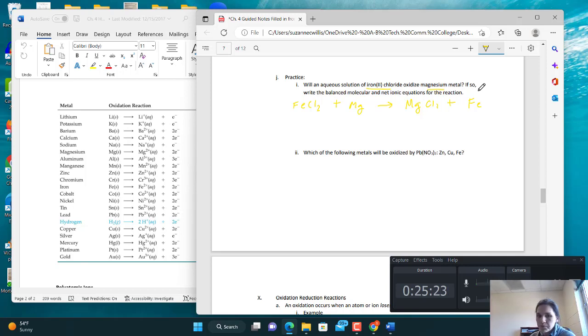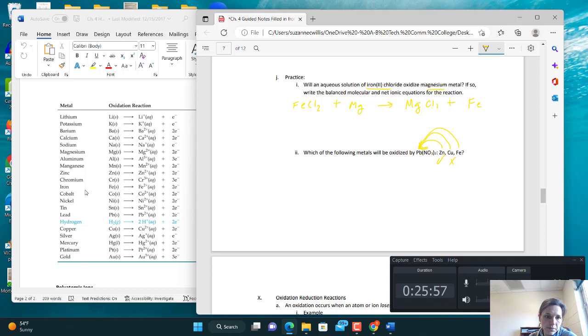Any questions there? Okay, and then which of the following metals will be oxidized by PbNO3? Meaning, can zinc take his place? Can copper take his place? Can iron take his place? You're looking for any of these that are stronger, right? So is zinc above lead? Let's see. Here's lead, and zinc is above him. So yes. How about copper? Copper's down here, lead's up here. Lead wins, so not copper, right?